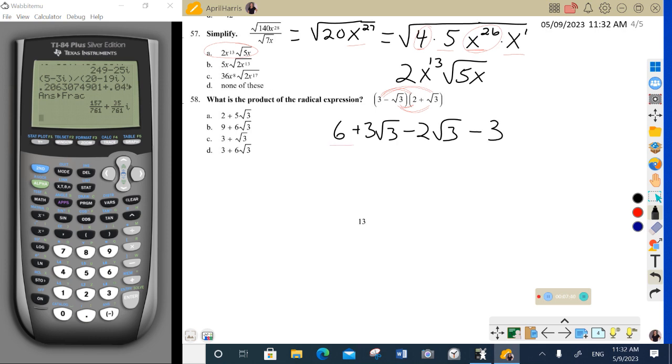Now we're looking for like terms. 6 minus 3. And 3 square roots of 3 minus 2 square roots of 3 is 1 radical 3. And you can put the 1 there if you want. You don't have to. And the answer is C.